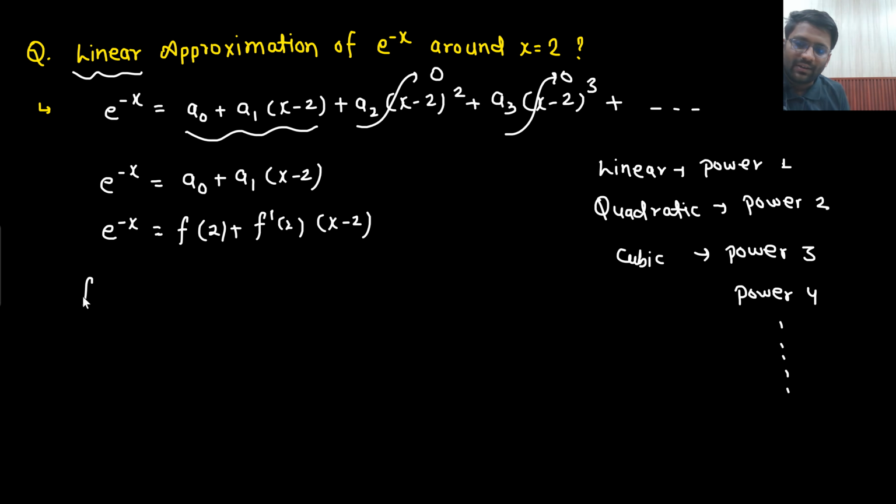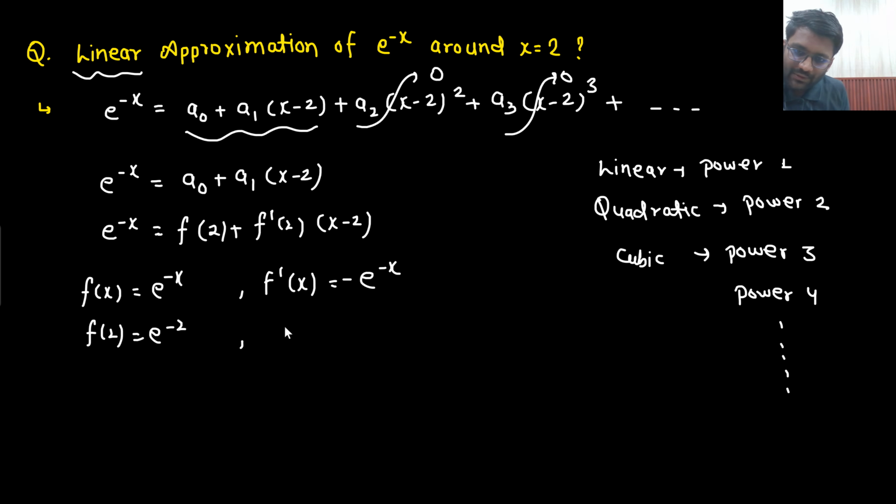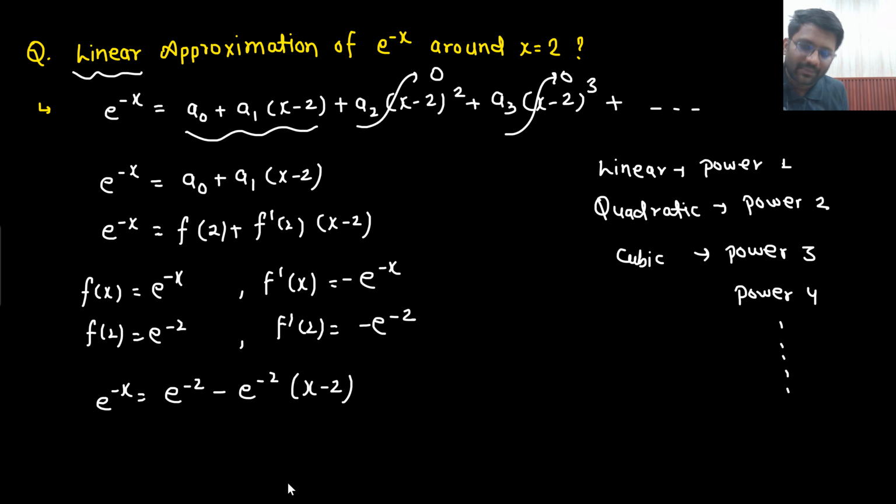So can you find out f of x? Yes, sir, f of x is nothing but e to the power minus x. And can you find out f dash of x? Yes, sir, it is e to the power minus x with the negative sign. So what is the value of f of 2? e to the power minus 2. And what is the value of f dash 2? Minus e to the power minus 2. So e to the power minus x could be written as e to the power minus 2 minus e to the power minus 2 times (x minus 2).